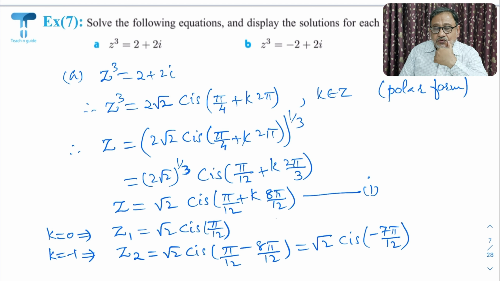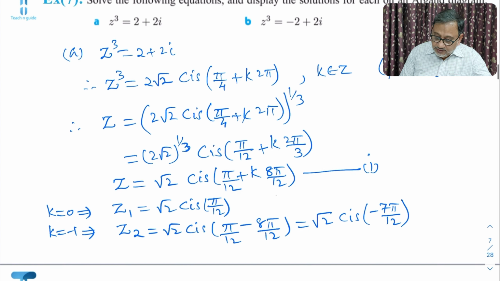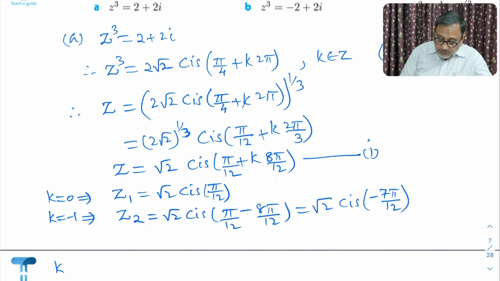So minus 7 pi by 12, it will be in the second quadrant. Minus 7 pi by 12. Where will it be? Okay, let us write it like that only. Okay, it will be in the third quadrant, and k is equal to 1 I will take.